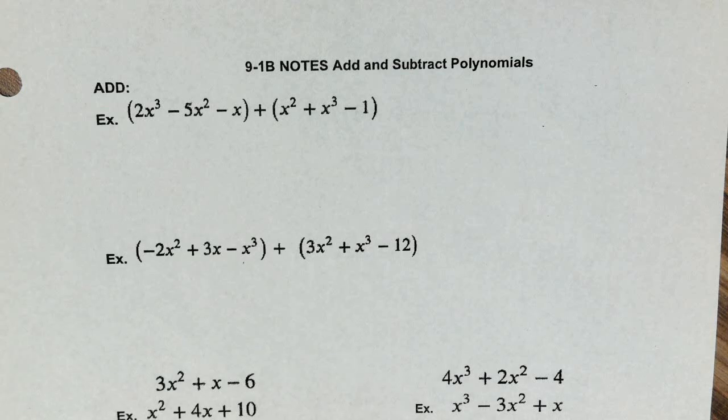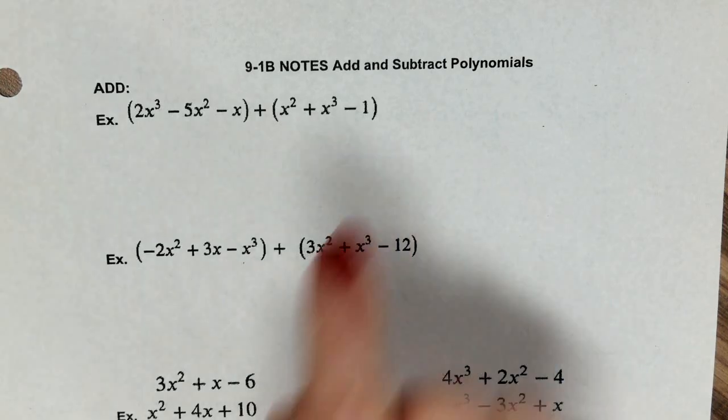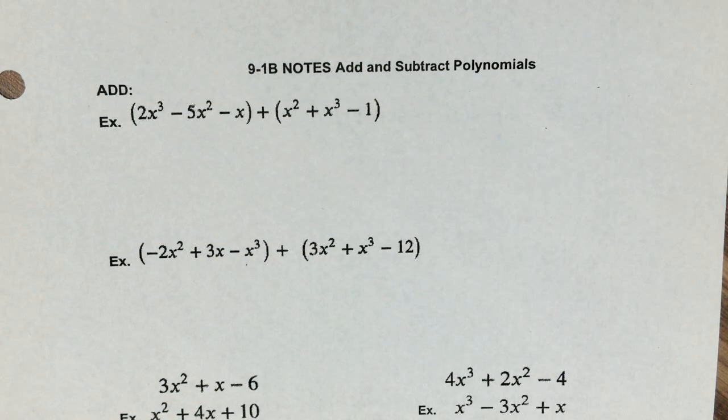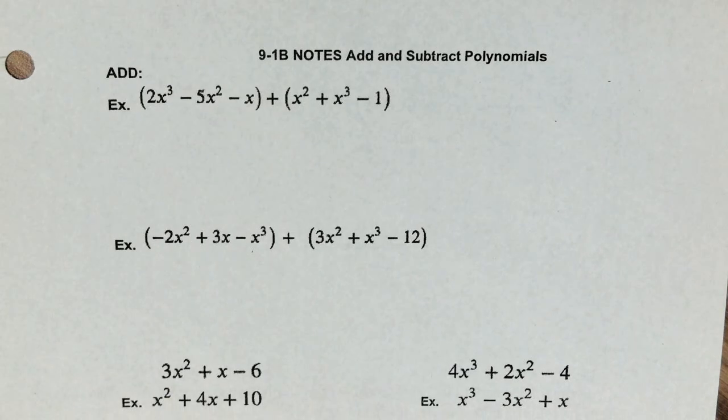Today we're going to do the next lesson in polynomials, which is basically combining like terms and then listing them in order from greatest to least degree, okay? So today we're going to combine them by adding and subtracting. The reason I told you to get highlighters out is you're going to highlight the like terms.